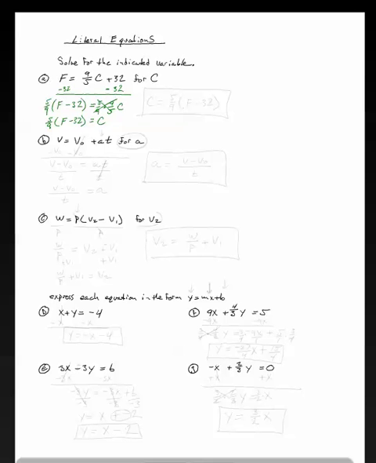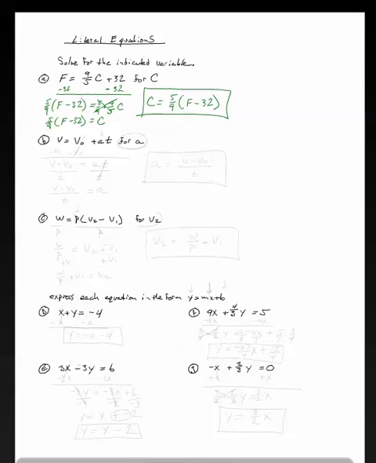And since all we were asked to do was solve for c, there's no sense in distributing that 5/9. It's not going to do us any good. One thing we do want to do, though, with our final answer is write the c on the left-hand side. So we're going to rewrite this as c equals 5/9 times f minus 32. Now we have an equation to solve for c.